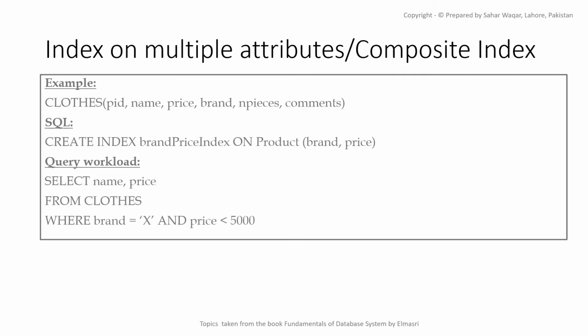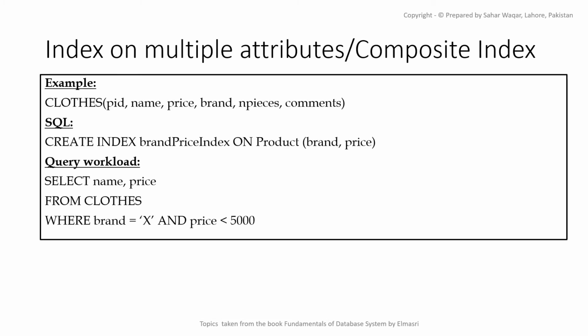There's also a possibility that we might want to add an index to more than one attribute collectively. We can do this by adding them in comma separated fashion. So the name of our index is brand price index. We have created this multi-attribute index because our query load shows that the user searches our database with the brand and price together. So if a user searches for clothes with price less than 5,000 and brand name X, then the DBMS will search the index file and look for the brand and price together, thus reducing the time cost.